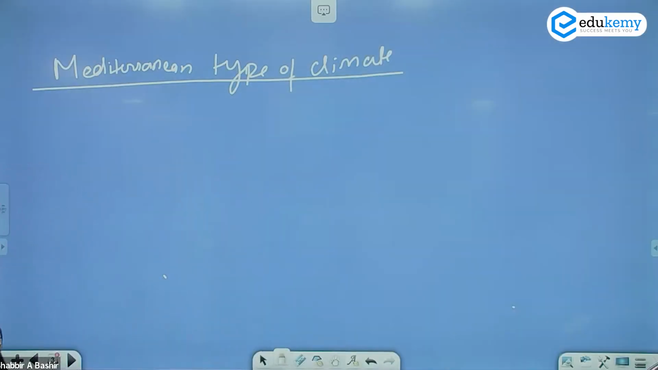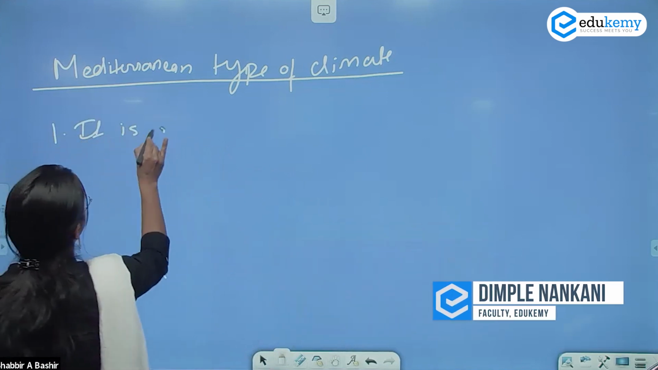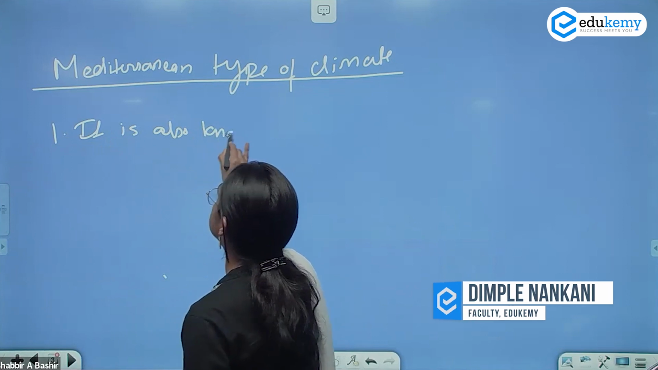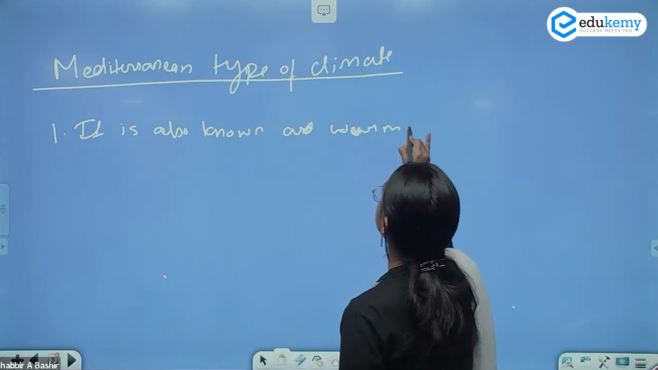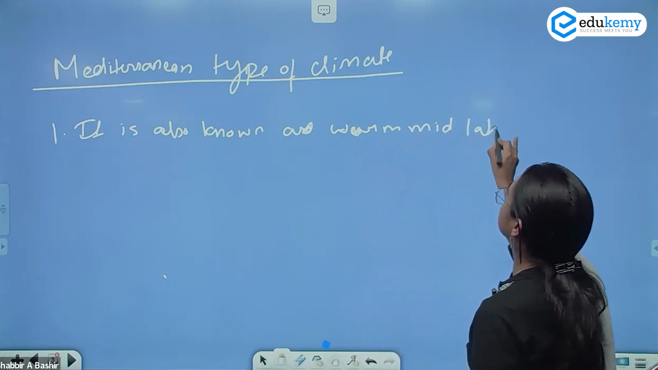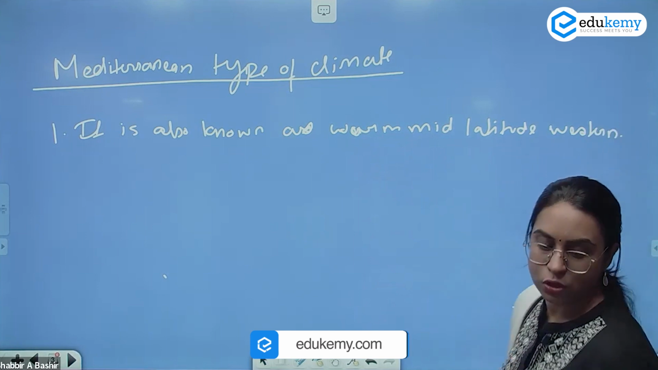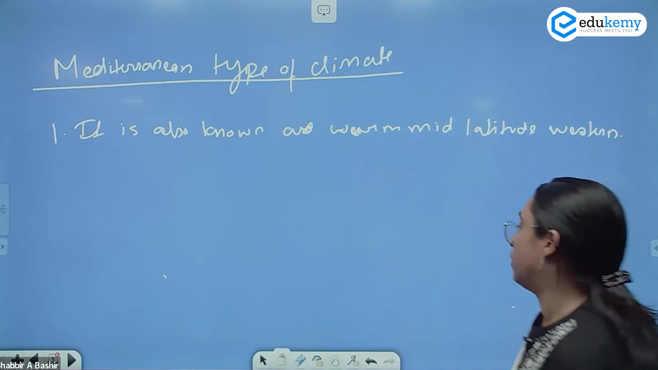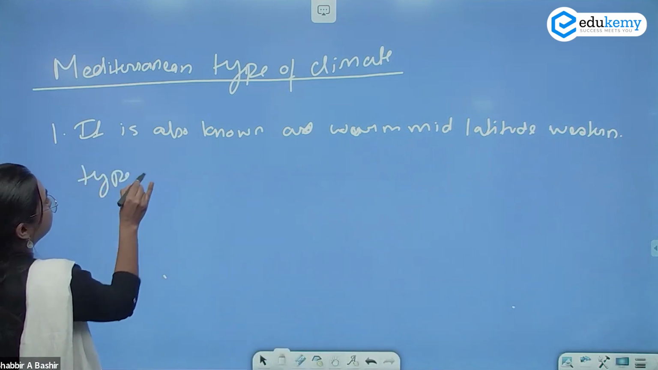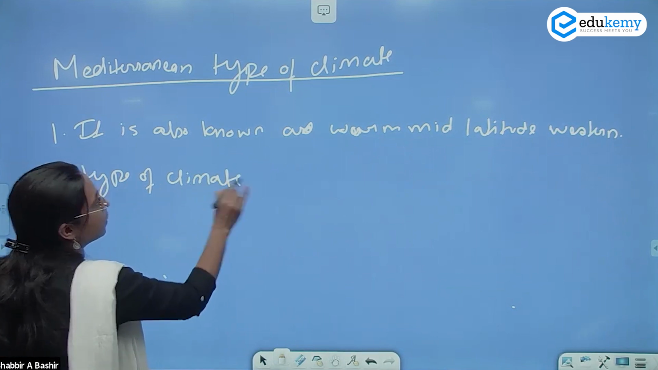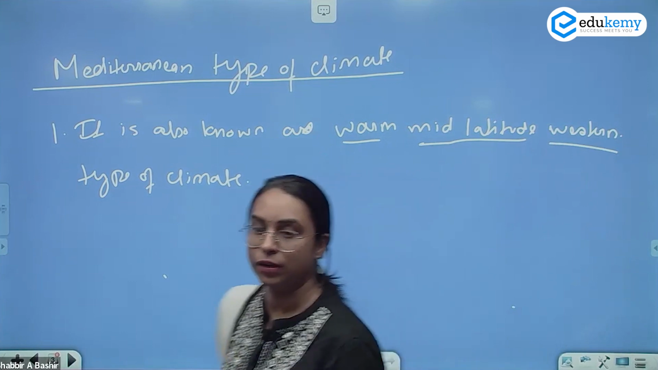Mediterranean type of climate. What is Mediterranean type of climate? It is also known as warm mid-latitude western margin type of climate.